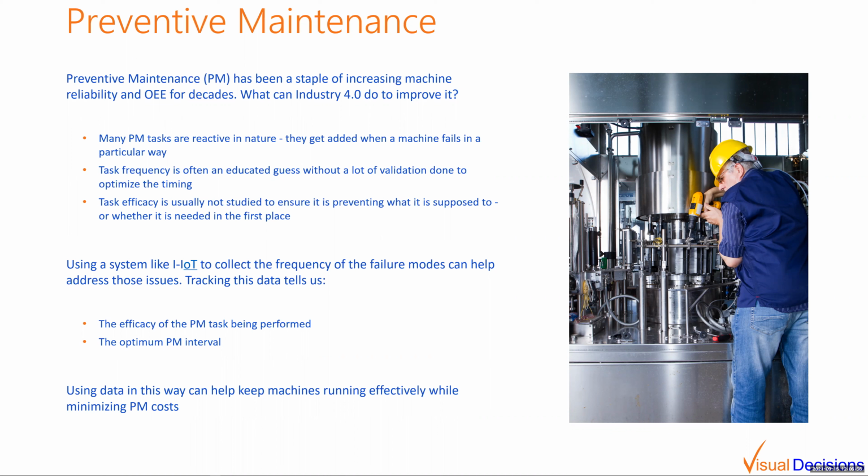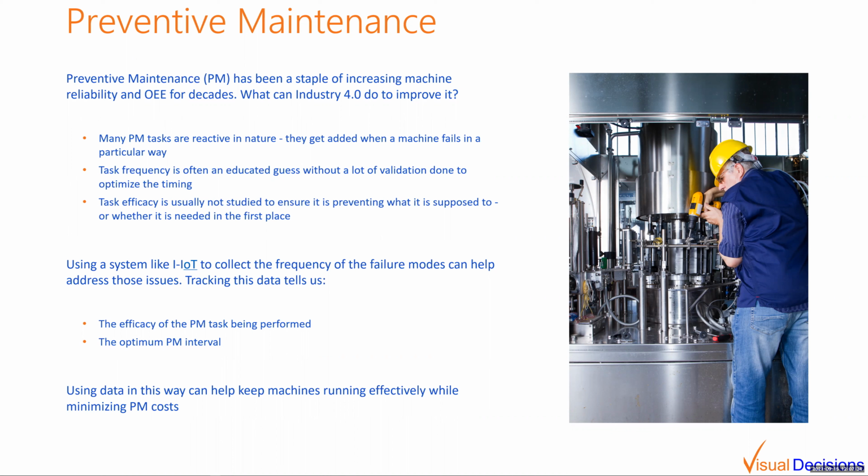We utilize a process to list out each PM activity and identify the following data elements from the machine for each task. First of all, the frequency of the failure mode the PM task is supposed to be preventing. And tracking that data can help tell us whether the PM task is being effective at preventing that failure. We can also experiment with the PM interval to see if there's an impact on the failure mode frequency. And the desire is to do PMs as often as necessary, but no more than that.